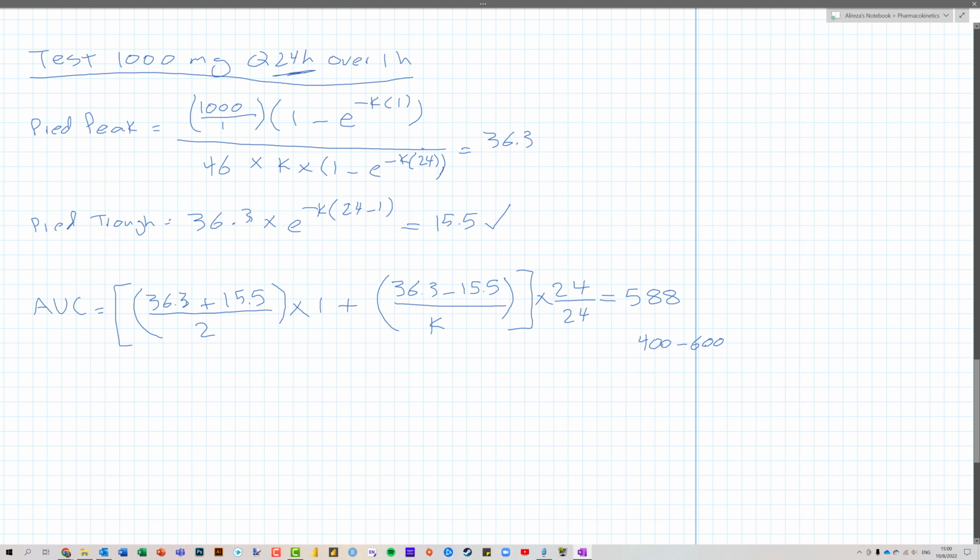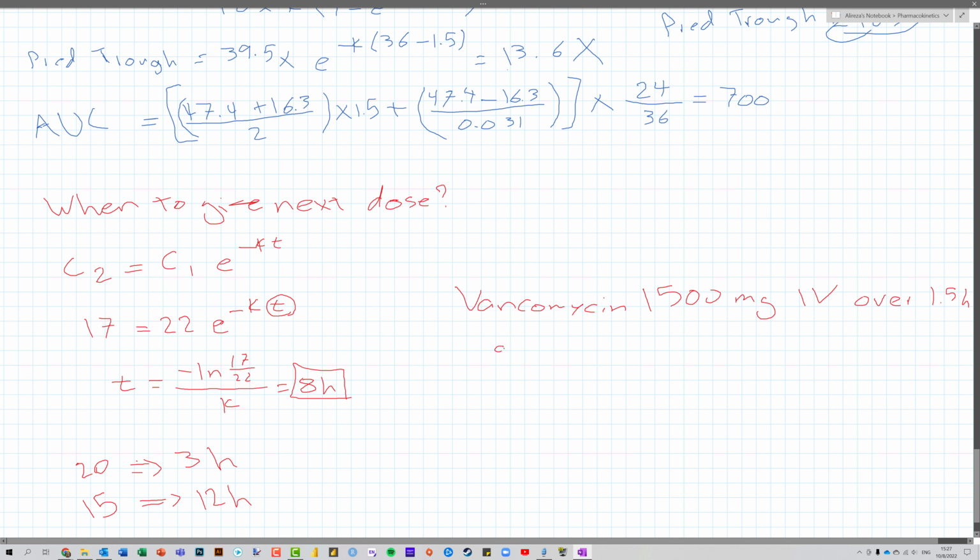You also don't want to wait too long, right? So if you, for example, had put 15 instead of 20, you would calculate a t of 12 hours. Okay, so if you wait 12 hours to give the dose, this is an estimate, so it might actually be lower than 15. So now you have gone too long with subtherapeutic levels. So what I would recommend is vancomycin. We calculated 1500 milligram IV over 1.5 hours.